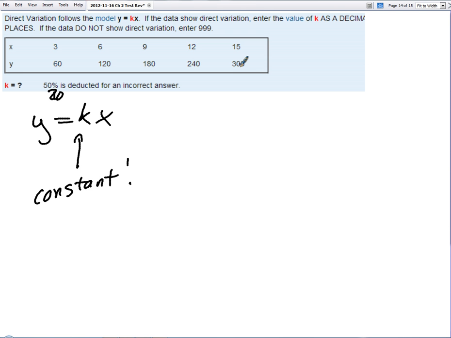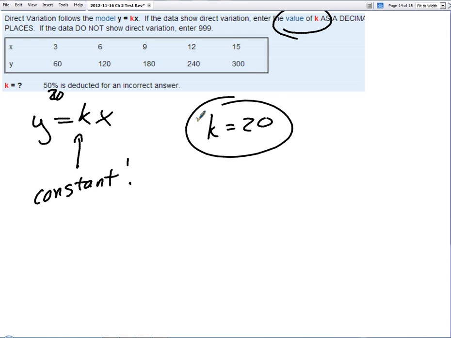The value of k would be the same, right? And so it is direct variation. And then the instructions say, if it is direct variation, enter the value of k. So what's k? 20, right? So that's what we'd enter.